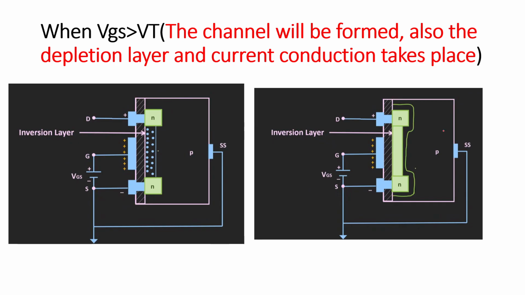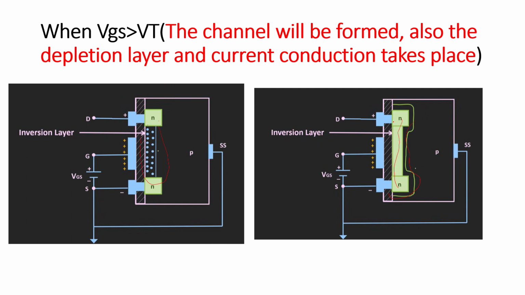And next, when you keep on applying the voltage VGS and it reaches the threshold voltage, or is more than the threshold voltage, the channel will be completely created. The channel will be completely created when VGS is greater than some threshold value, and even the depletion layer will be formed. You can see here the channel is created and the depletion layer is created like this.